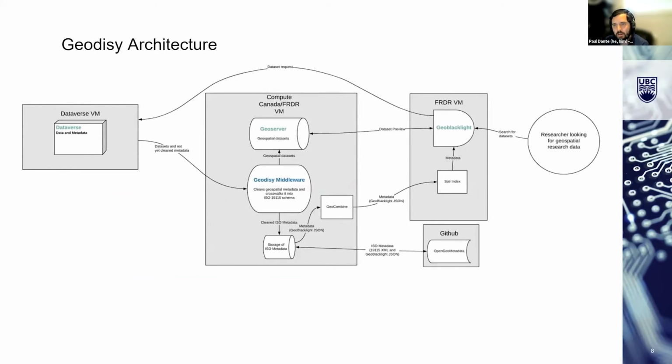This is a look at our actual structure. We've broken it up into a couple different VMs, in part for security reasons, so that people are really only interacting with the front end VM for GeoBlacklight, whereas the middleware is an independent VM, which allows for better separation of services for security reasons.